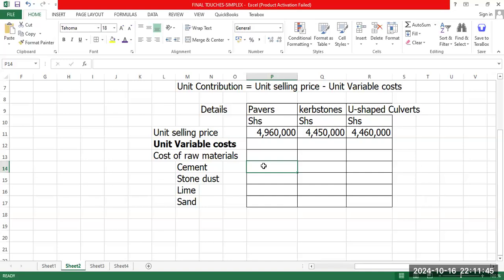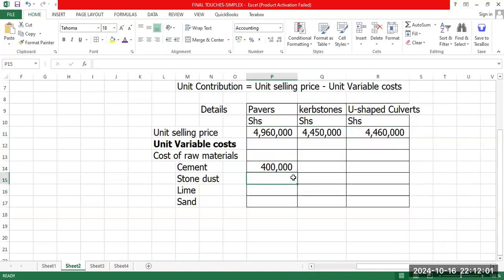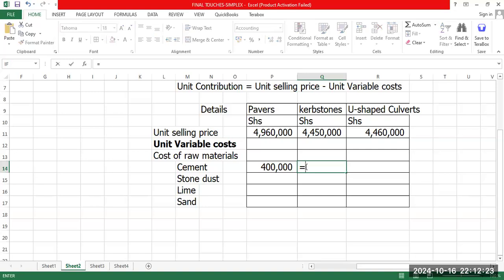Here we get 40,000 times 10, which is this one. So it will take time. For cobblestones, get 10 times 40, the same amount of money. Yeah. Here it will be the same money.